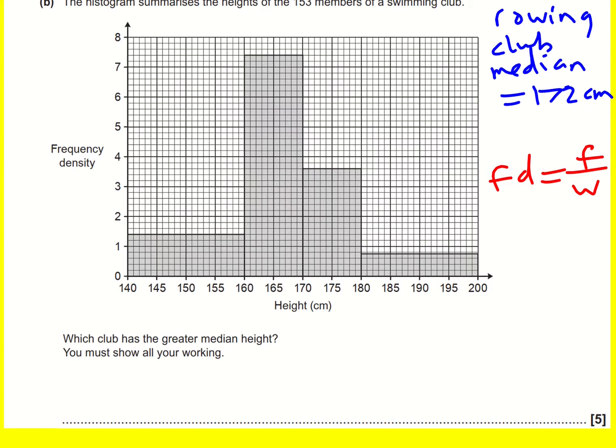We plot that because when you have unequal widths, it's misleading to plot the frequency, because if you have a really big group with a big width, then you're going to get a higher frequency than you would if you had a smaller width, for example. So we scale it down by dividing by the width. That means that I can work back to the frequency by rearranging and finding the frequency density times the width. And it's actually the area of each of these bars. So that's what I need to calculate, the area of each bar.